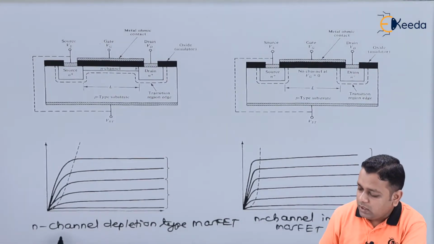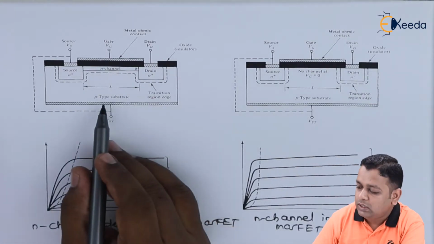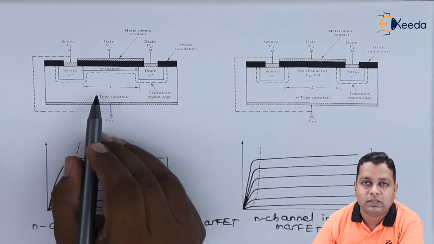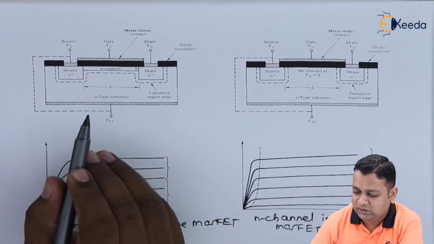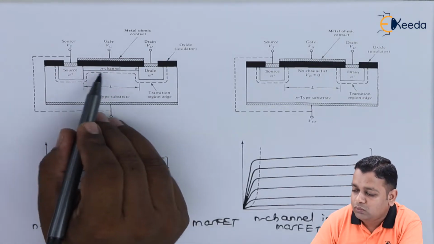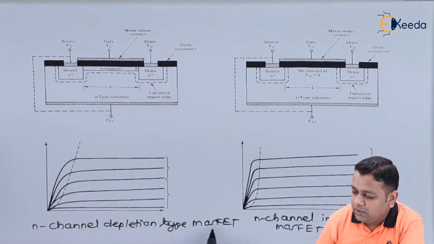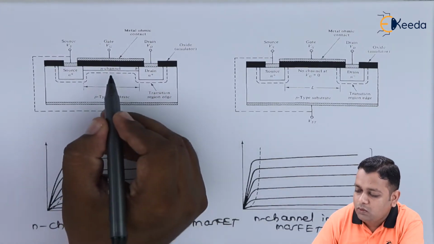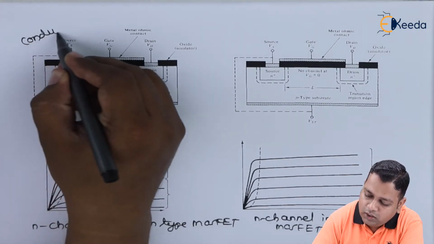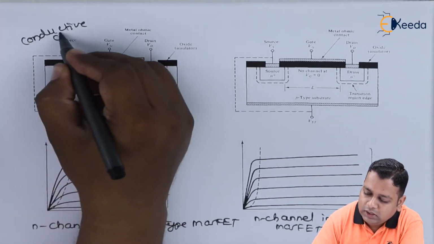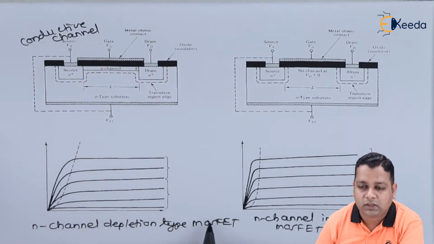In between the N channel depletion type and the induced type, when we see the structural schematics, the structural schematic is very similar with only one change with respect to the channel. So for the N channel depletion type MOSFET we have the conductive channel. I mention here that a conductive channel is present in the case of the N channel depletion type MOSFET.